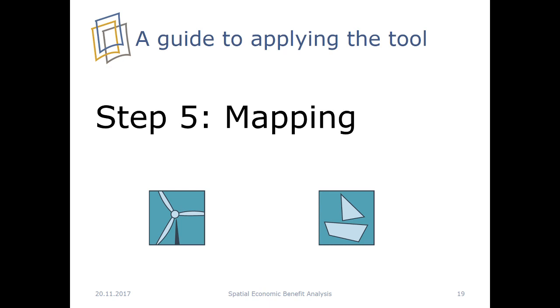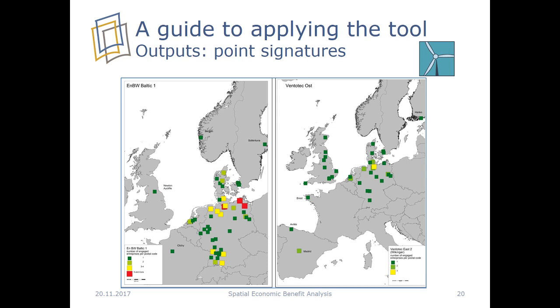In addition, different forms of point, line, and area signatures might be used. I will give you examples for each group of signatures in the following. Point signatures are suitable to indicate the location of single entities or groups of entities. An example is the presentation of the geographical distribution of all enterprises involved in the development, construction, and operation of the German Baltic Sea wind farms NBB1 and Vantatech East.